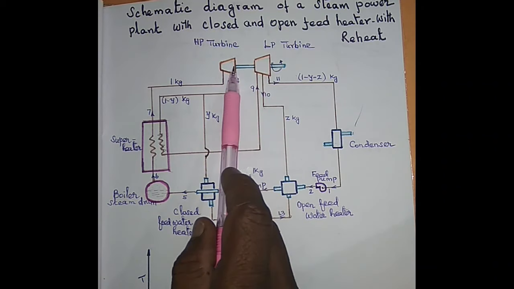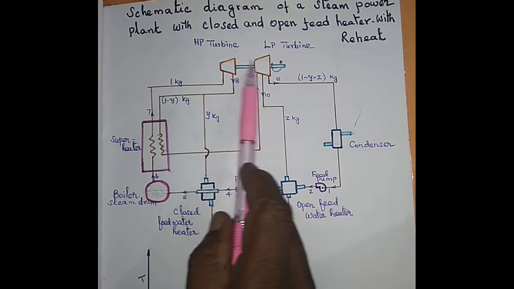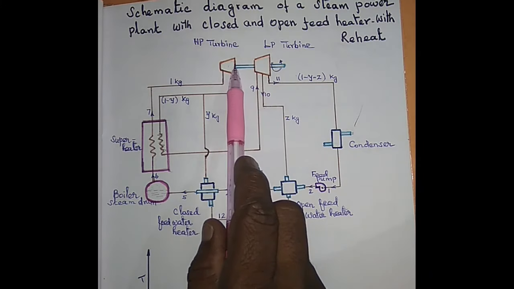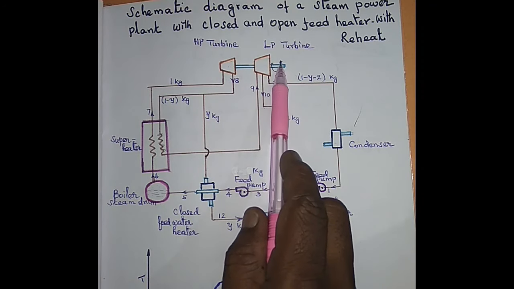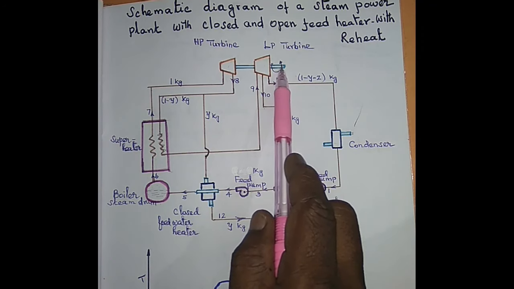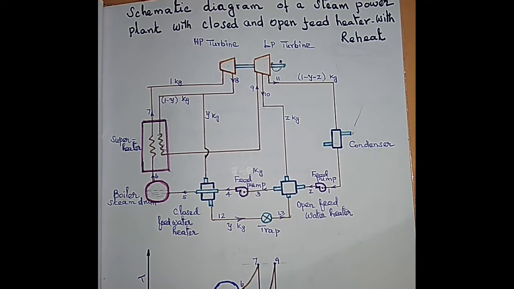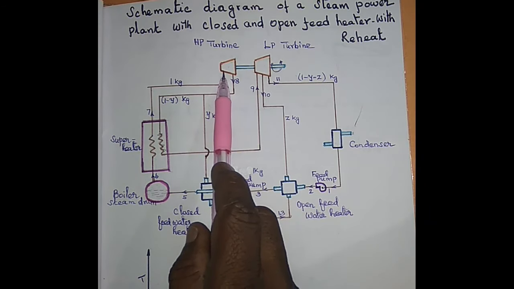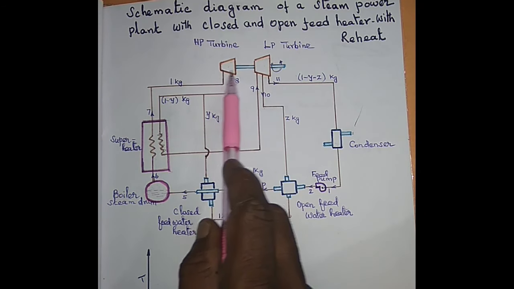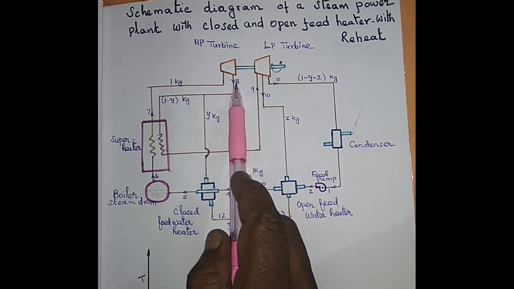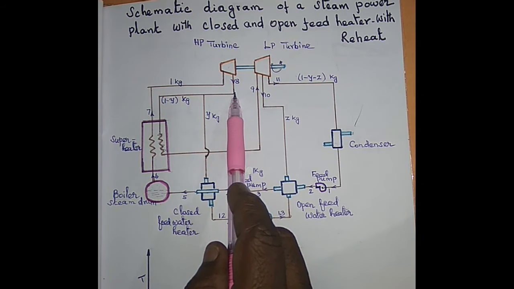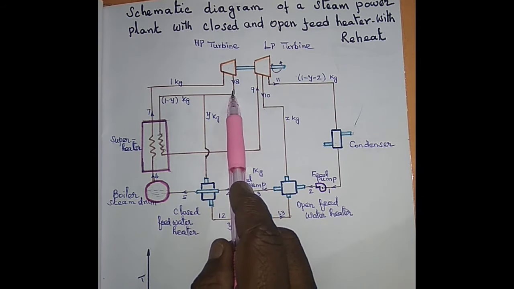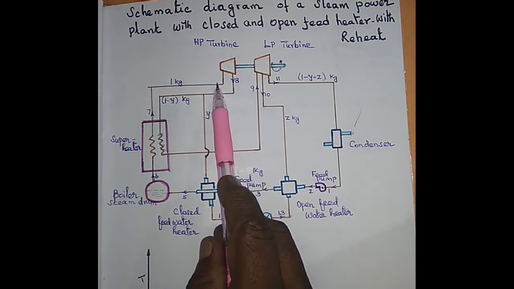You have got two turbines. One is a high pressure turbine and another one is a low pressure turbine. The shaft connected to the turbine, you can extract the work from here. So 1 kilogram of steam is first entering the high pressure turbine, expanded, and it is coming out of the turbine at a lower pressure than the entry pressure.